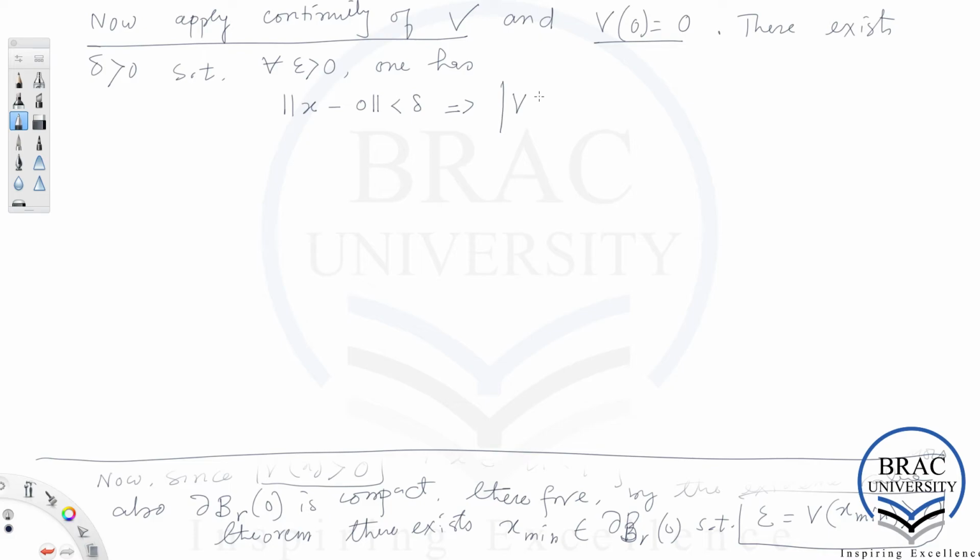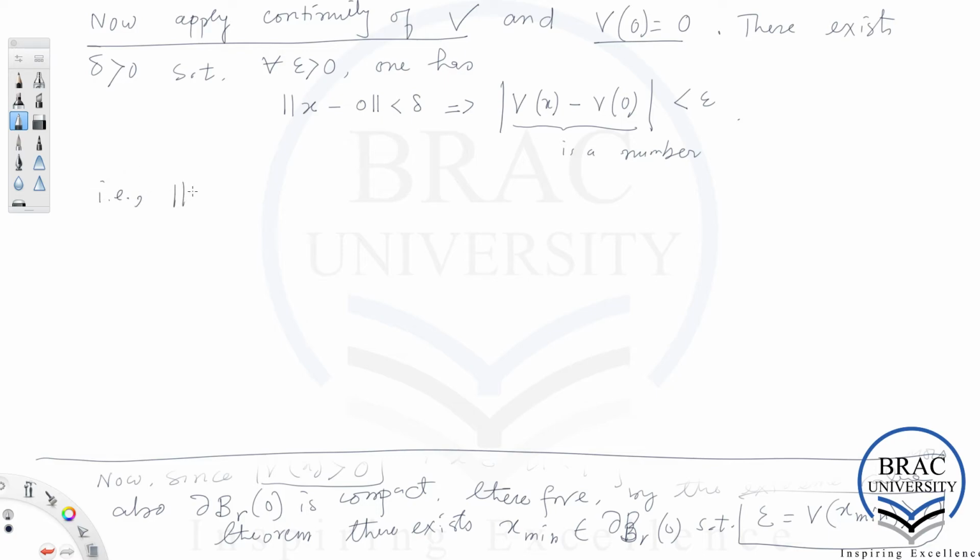the absolute value of V of x minus V of 0 is less than epsilon, because this is just a real number, right? Because V is a scalar function. V of x is just a number, so is V of 0. So this follows from the continuity of the scalar function V at the point 0. Okay, so this is just a number. And of course V of 0 is 0. That's what we are using here as well.